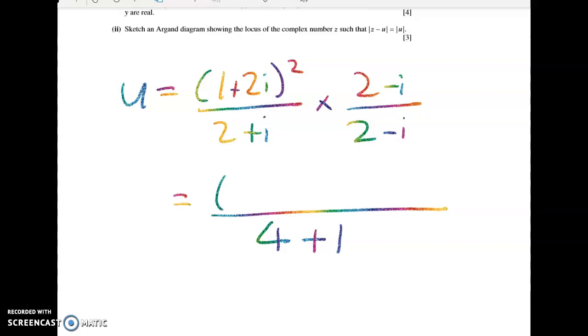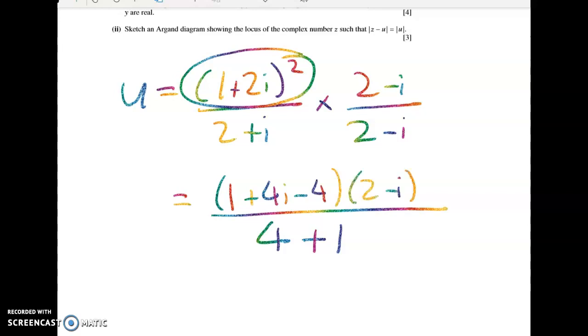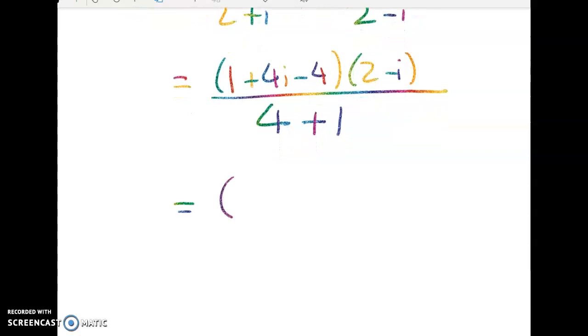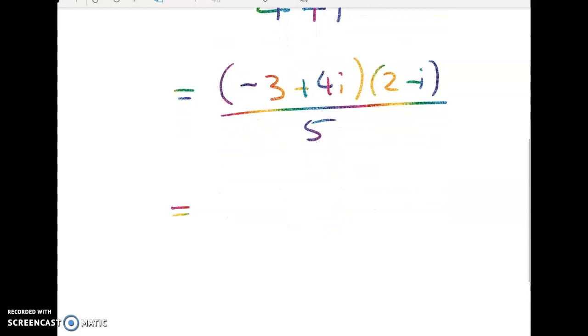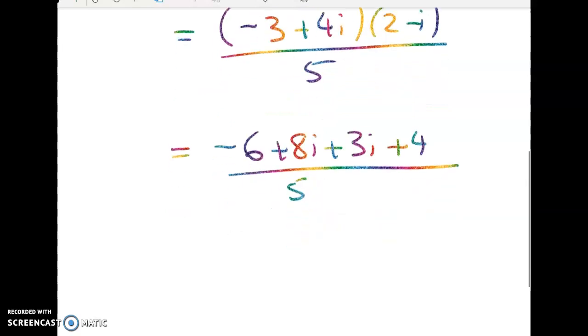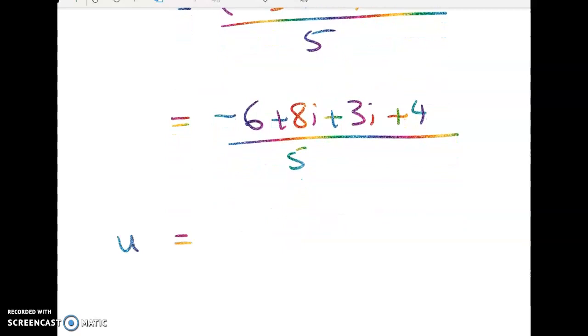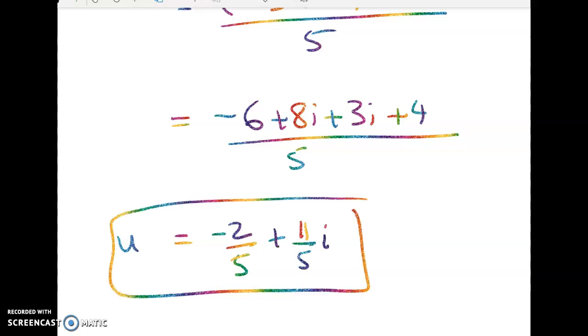And then up here, let's expand this out. We'll get 1 plus 4i minus 4, times 2 minus i. It's worth doing this carefully because it's very easy to make mistakes here. So we get negative 3 plus 4i times 2 minus i over 5, giving me negative 6 plus 8i plus 3i plus 4 over 5. So u is equal to negative 2/5 plus 11/5 i.